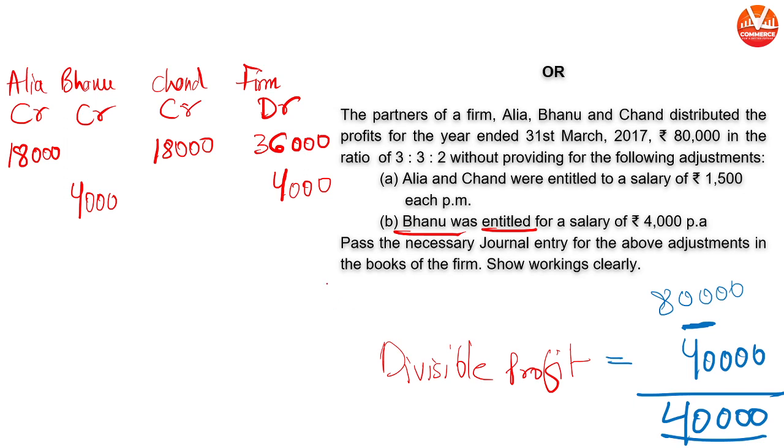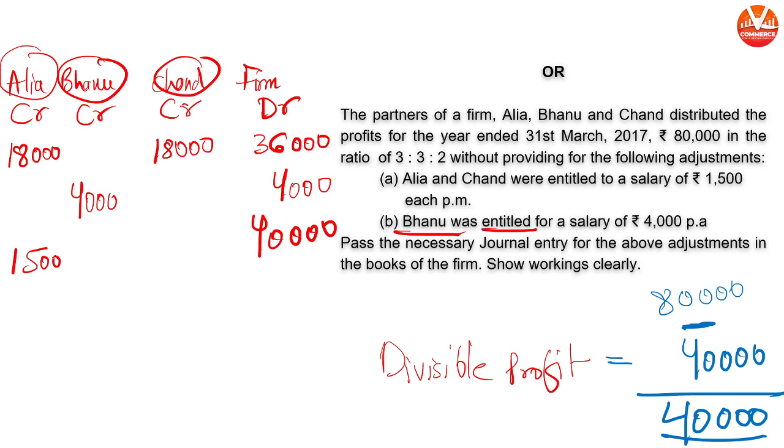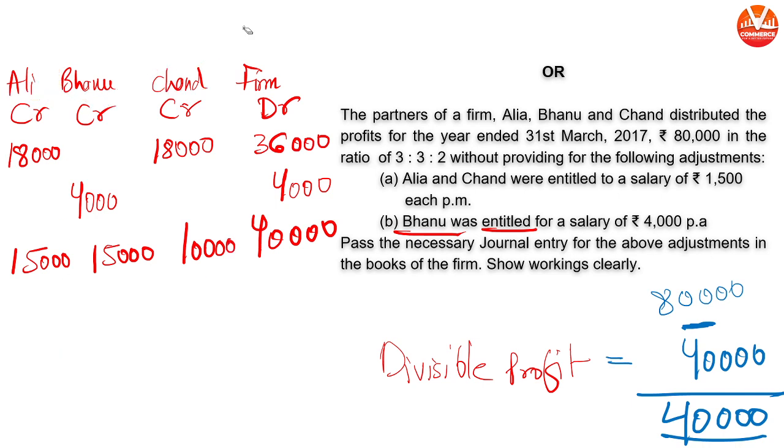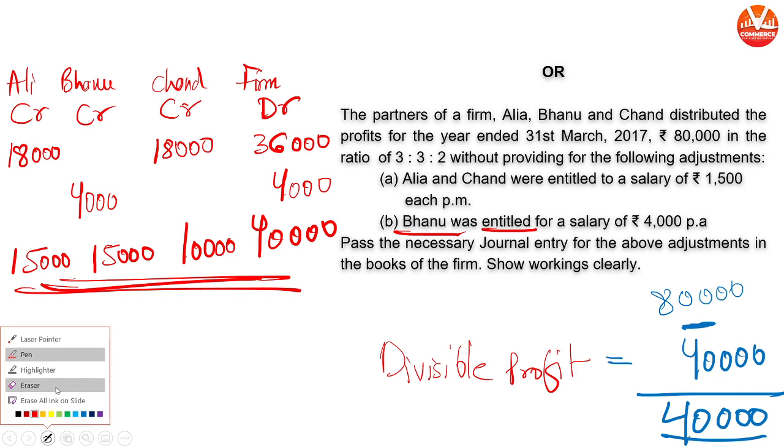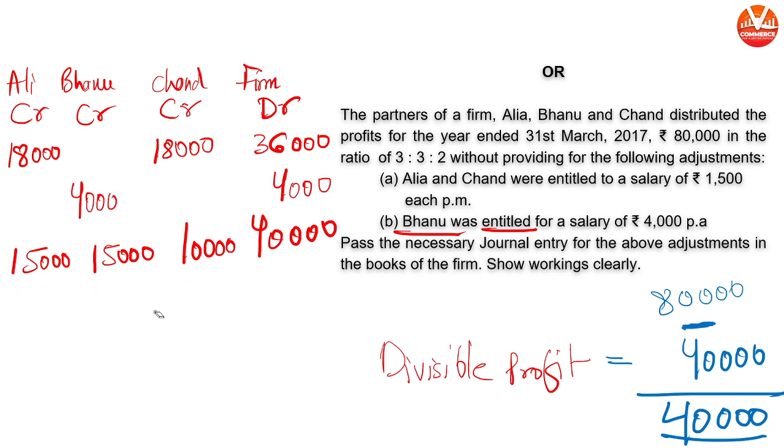So now we will distribute this 40,000 between Alia, Bhanu and Chand in their profit sharing ratio 3:3:2. So 40,000 multiplied by 3 by 8. Alia will get 15,000, Bhanu will get 15,000 and Chand will get 10,000. So this is how profit should have been distributed. The profit 40,000 is to be distributed, not 80,000. By mistake, we have distributed the whole profit 80,000, but only divisible profit is to be distributed.